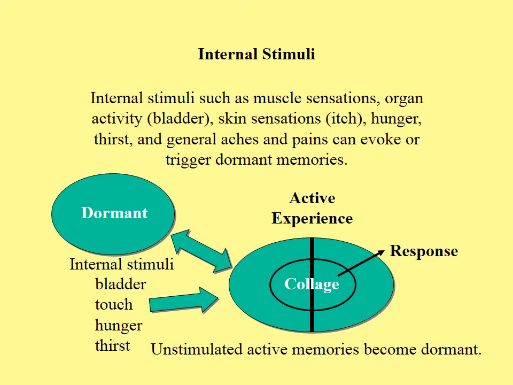Internal stimuli such as muscle sensations, organ activity, the bladder, skin sensations, an itch, hunger, thirst, and general aches and pains can evoke or trigger dormant memories. Unstimulated dormant memories remain dormant. Again, stimuli are represented in the memory structure. When a stimulus occurs, the memory structure is activated. Unstimulated active memories become dormant.